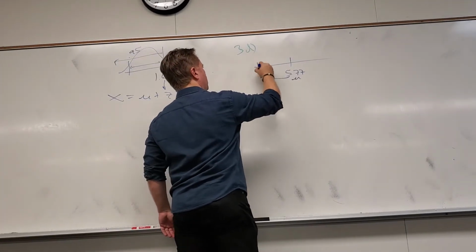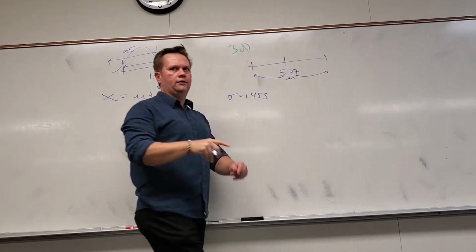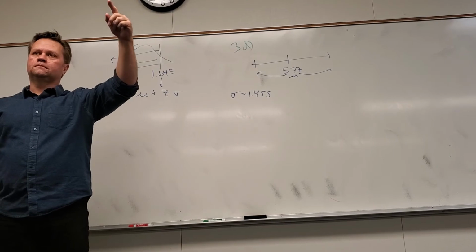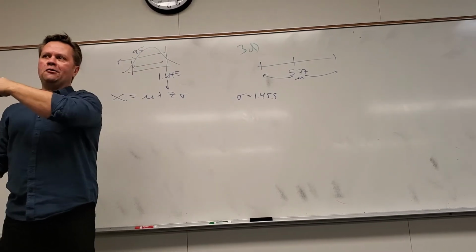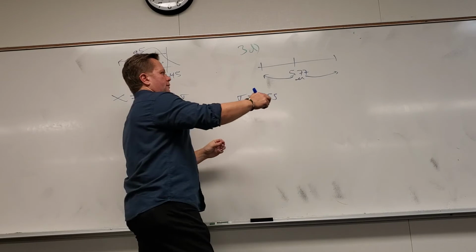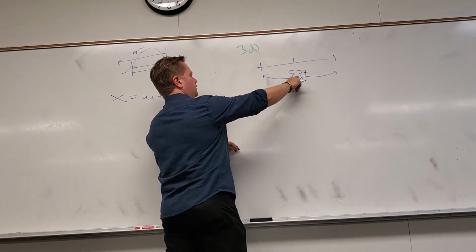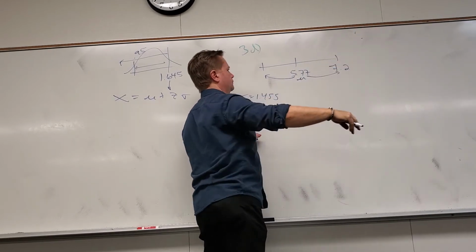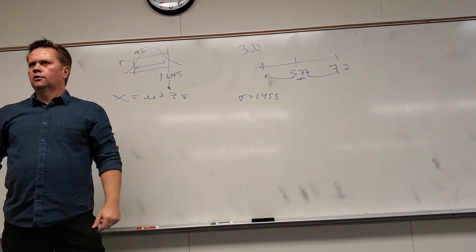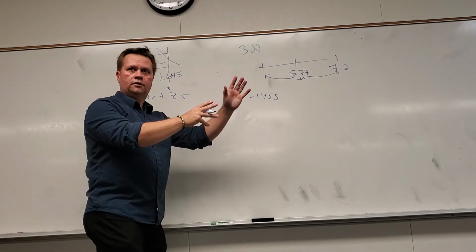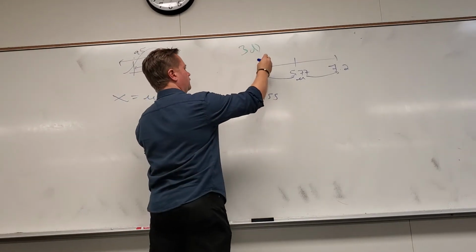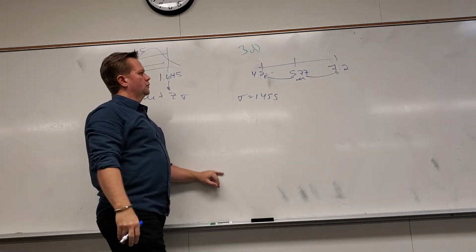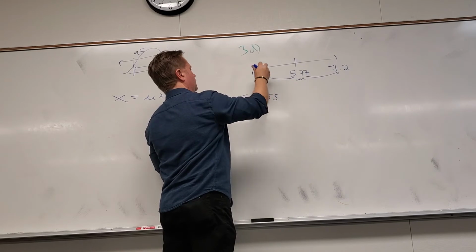So I want to make a net that's 1 standard deviation wide on each side, right? So just take 1 step up, 1 step down. If I add 1.455 to the mean, I get about 7.2. And if I subtract, everybody with me so far? Add 1 and subtract 1. If I subtract 1, I get 4.2 something, or is it 4.3? Blah, blah, blah.